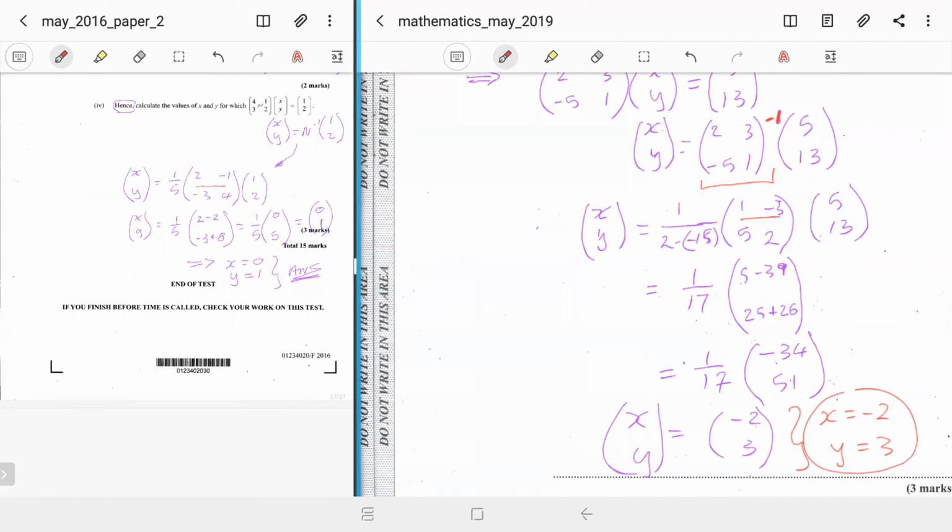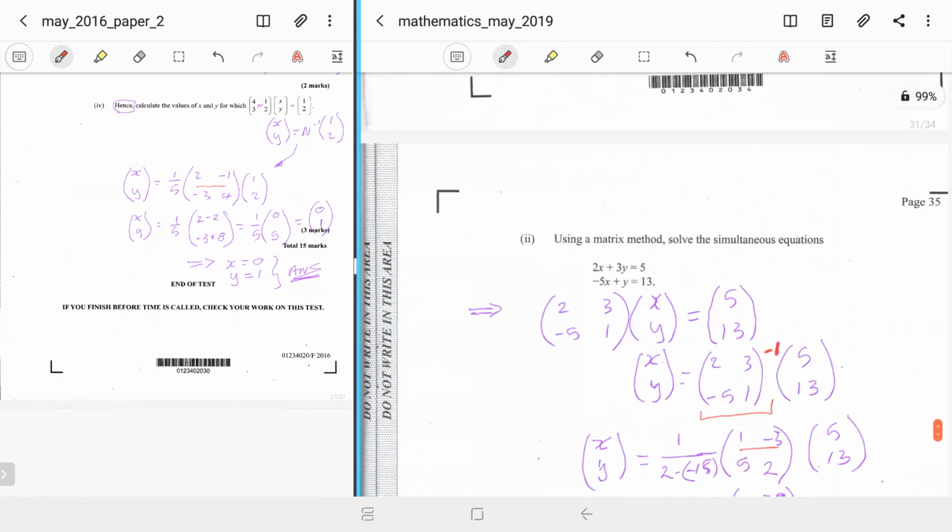X equals negative 2, y equals 3. Test it in this one. 2 times negative 2 plus 3 times 3. What does that give you? Negative 4 plus 9, which is 5. Bam, see there, 5.